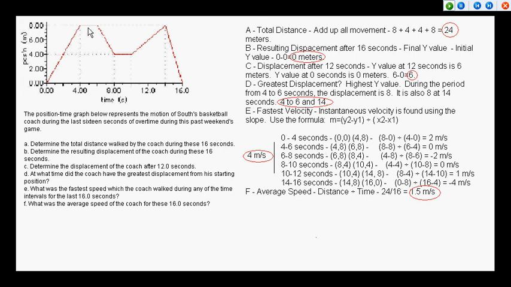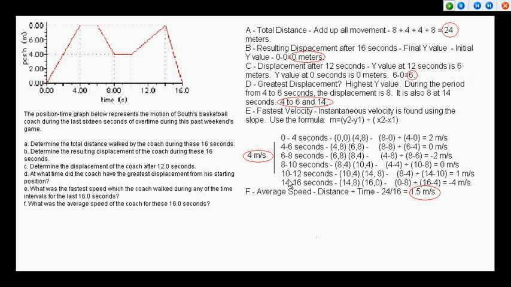And then I just did that for all the other sections. So I did it from 4 to 6, 6 to 8, 8 to 10, and so on. And I found out that he is moving fastest from the period of 14 to 16 seconds. He's going at a rate of 4 meters per second. And so the fastest velocity would be 4 meters per second.